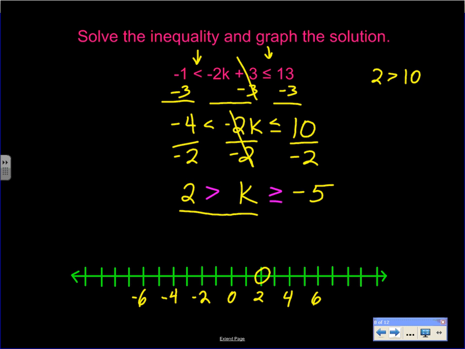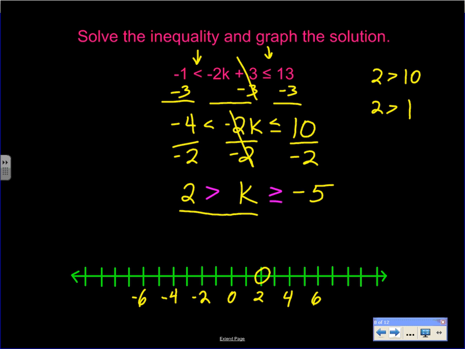Yeah, we'll go with 10. It's on the right side of 2. And pick a number on the left side. We can go with 1. 1's going to go in place of k. So it says 2 is greater than 1. 2 is greater than k.